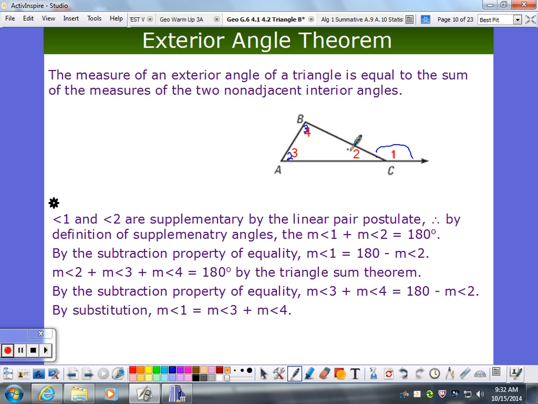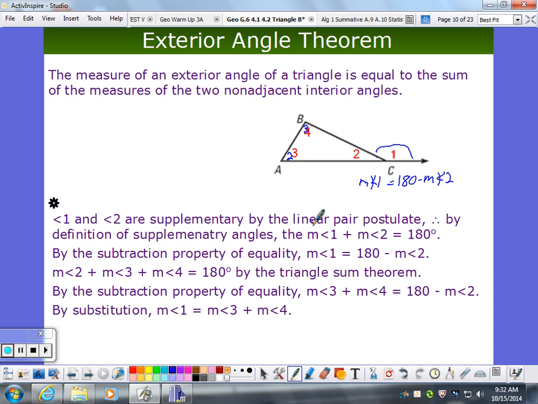All right, so angles 1 and 2 are supplementary because of the linear pair postulate, which means they add up to 180 degrees. What else do I know? That means the measure of angle 1 is 180 minus the measure of angle 2. Okay, so that's what angle 1 is.